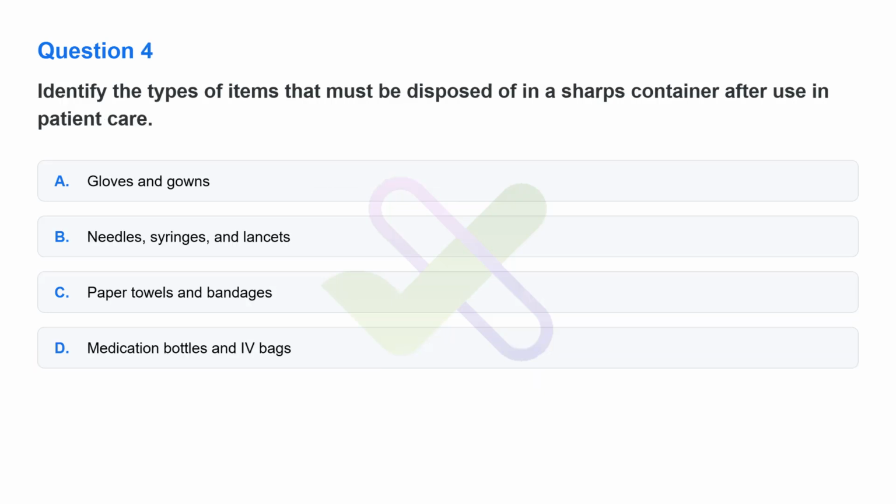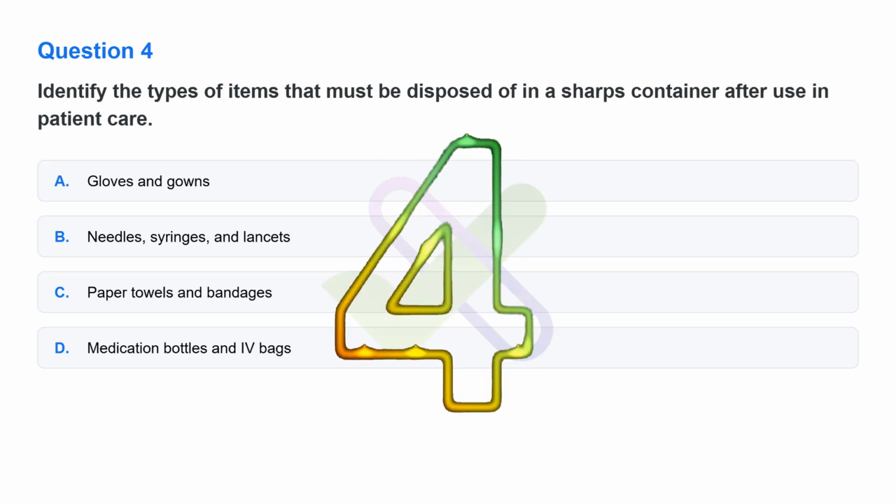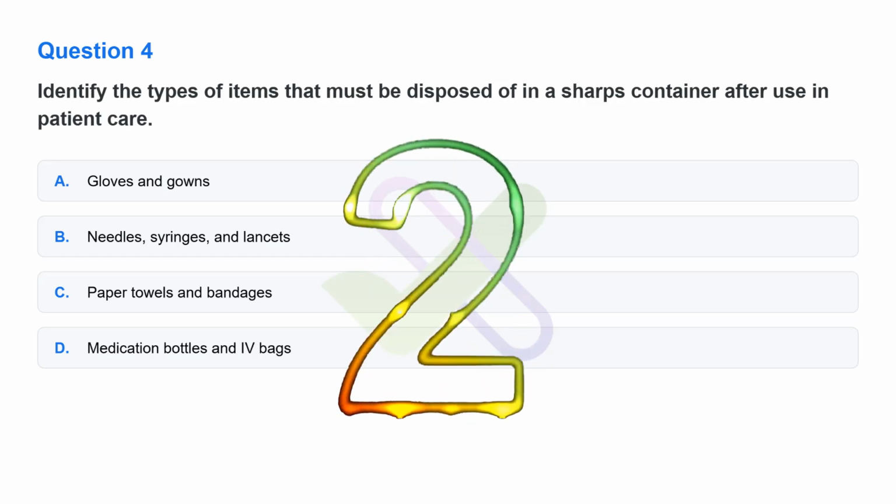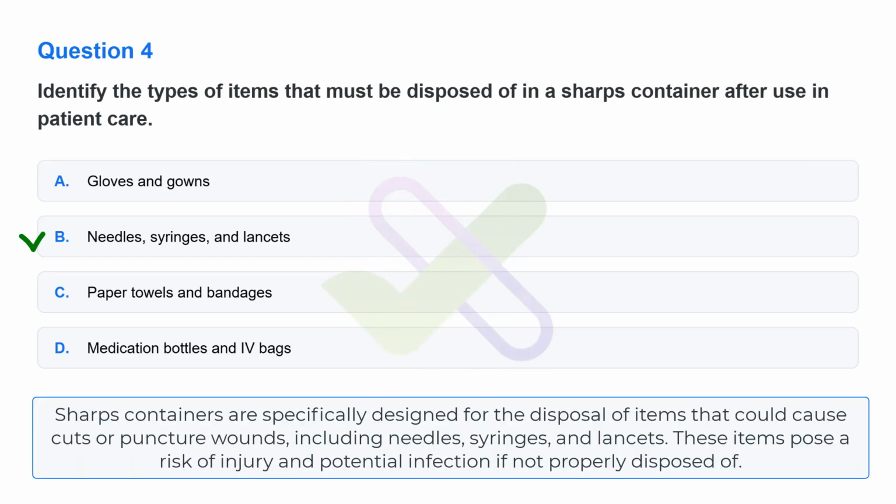Identify the types of items that must be disposed of in a sharps container after use in patient care. A. Gloves and gowns. B. Needles, syringes, and lancets. C. Paper towels and bandages. D. Medication bottles and IV bags. The correct answer is B.